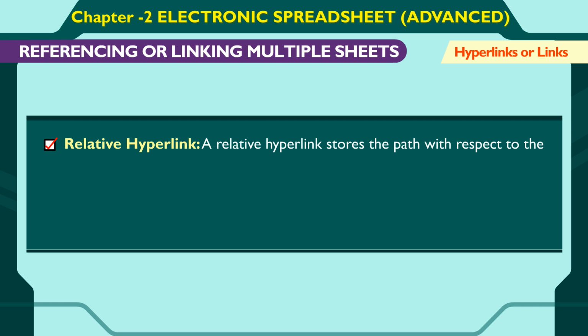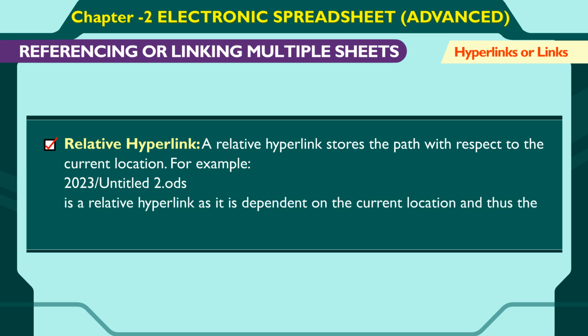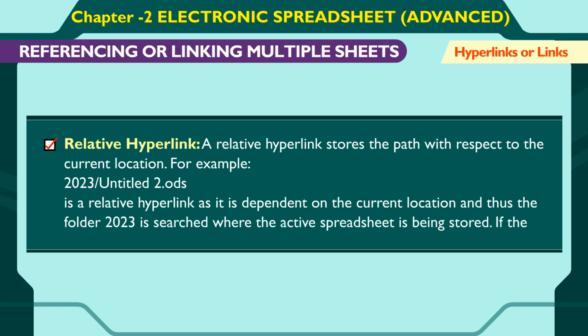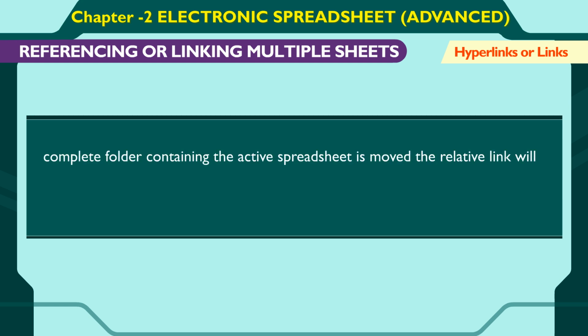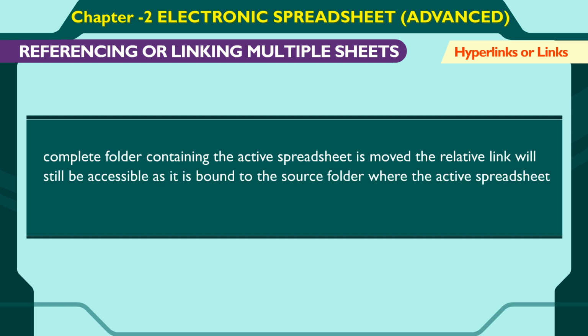Relative hyperlink. A relative hyperlink stores the path with respect to the current location. For example, 2023/untitled2.ods is a relative hyperlink as it is dependent on the current location, and thus the folder 2023 is searched wherever the active spreadsheet is being stored. If the complete folder containing the active spreadsheet is moved, the relative link will still be accessible as it is bound to the source folder where the active spreadsheet is stored.